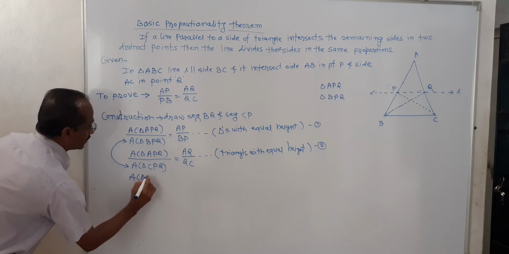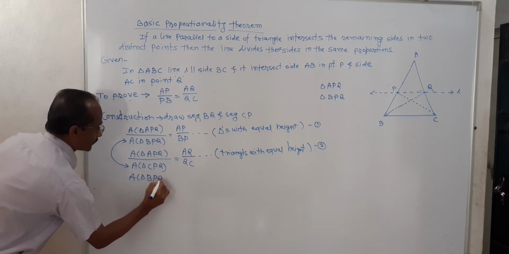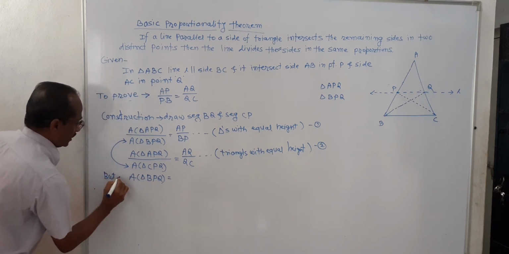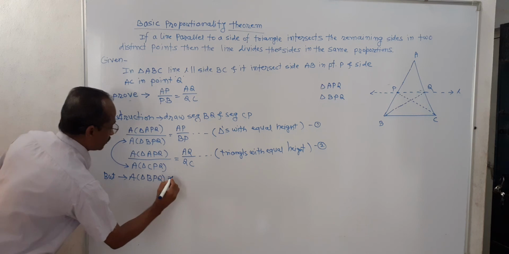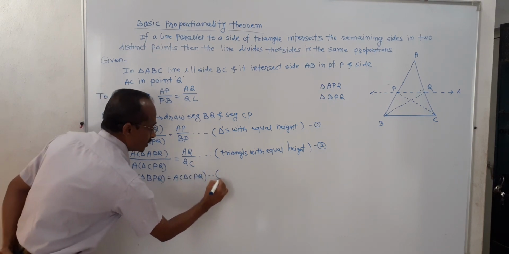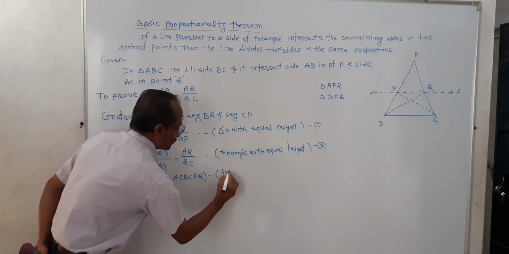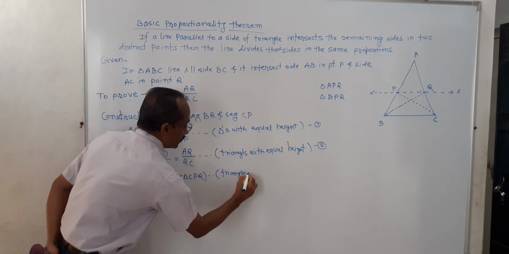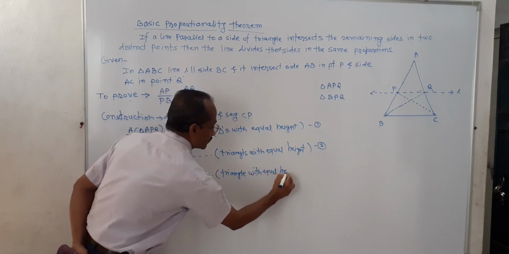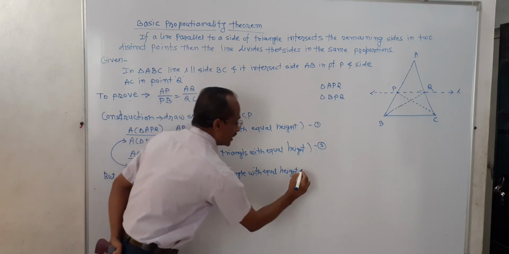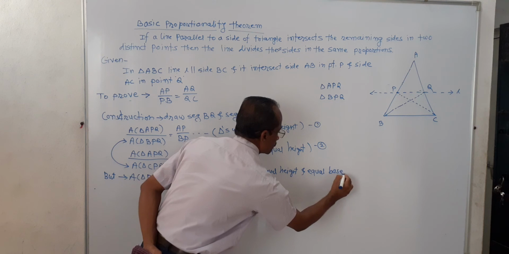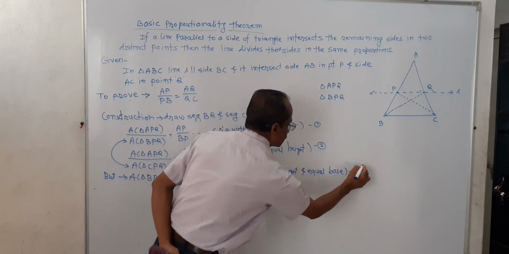We write here: area of triangle BPQ equals area of triangle CPQ. What is the reason for this? Triangles with equal height and equal base.